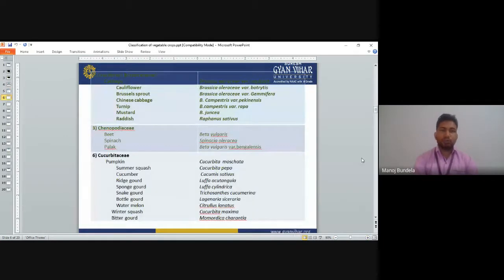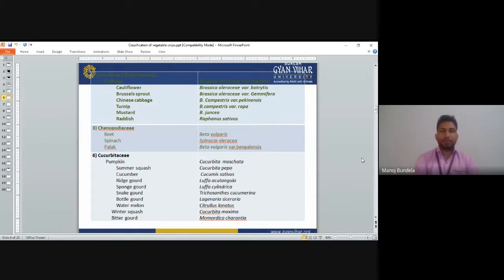Next is Cruciferae, or we can say Brassicaceae. The Brassicaceae family normally includes cabbage, cauliflower, Brussels sprout, Chinese cabbage, turnip, mustard, and radish. They all belong to the family Brassicaceae or Cruciferae. First, the scientific name of cabbage is Brassica oleracea variety capitata. Brassica oleracea is common; the variety is different, capitata.